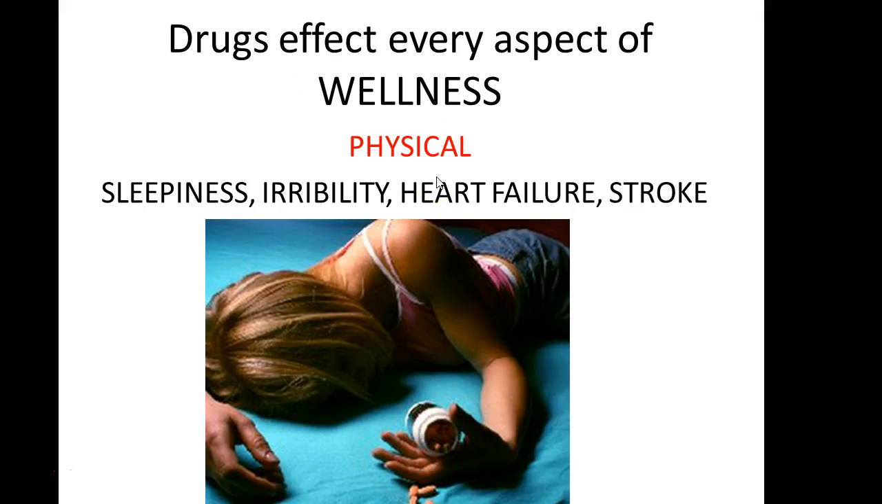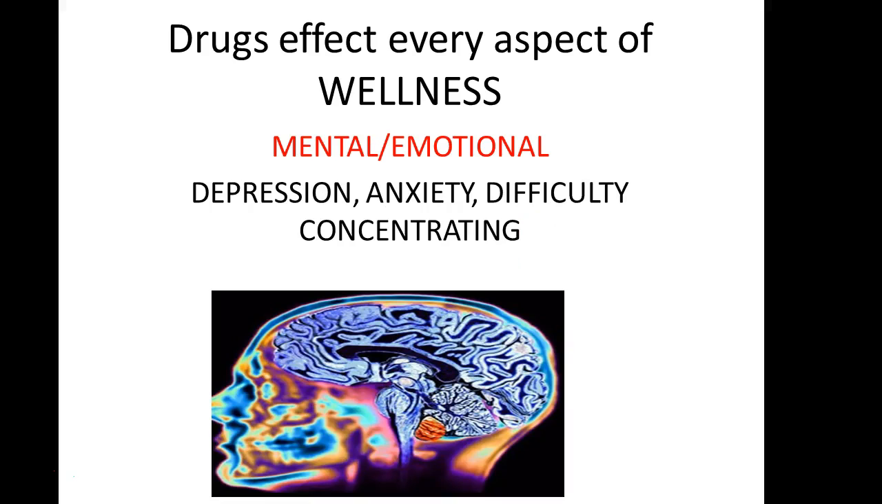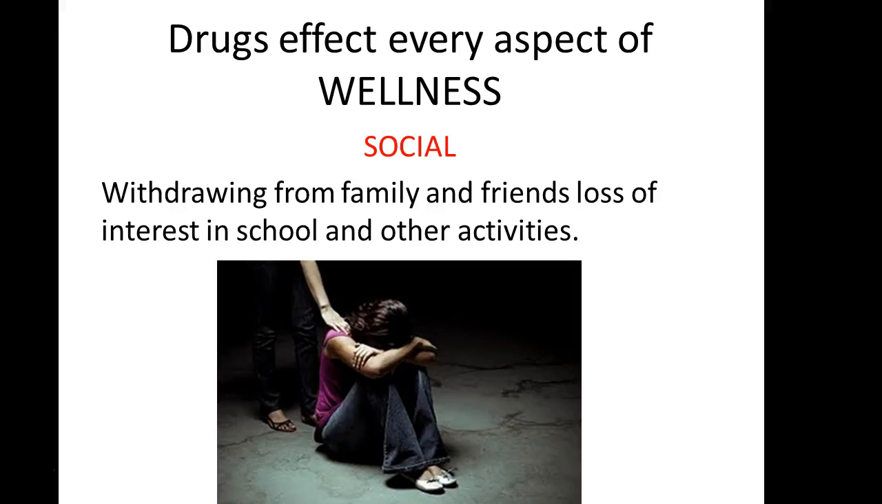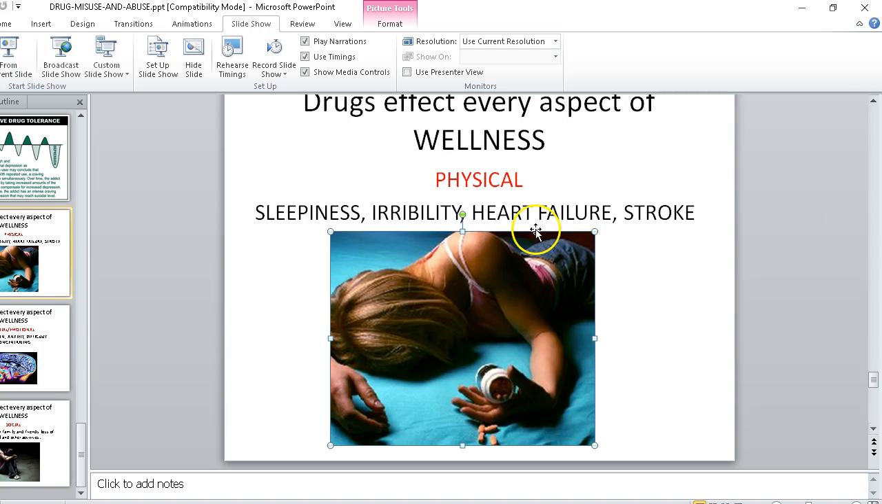Physical, we have the sleeplessness, we have the irritability, and as we progress into drug abuse and tolerance and addiction, we have long-term health effects like strokes, heart attacks, heart failure, all sorts of things. Mental and emotional wellness, we have depression, anxiety, difficulty concentrating. Social, a lot of social is losing our friends and family, losing interest in our activities, in school, in our after school sports and things like that. So when we experience drugs and abuse and tolerance and addiction, it just doesn't affect our physical bodies. It really affects every single thing about us.